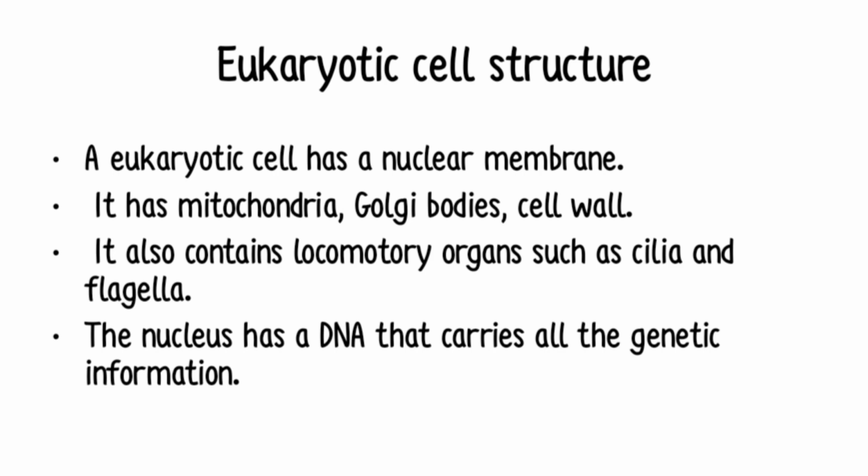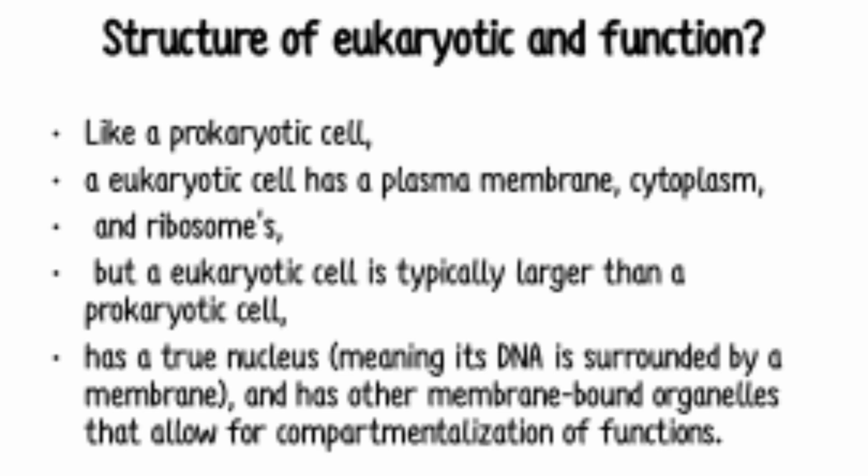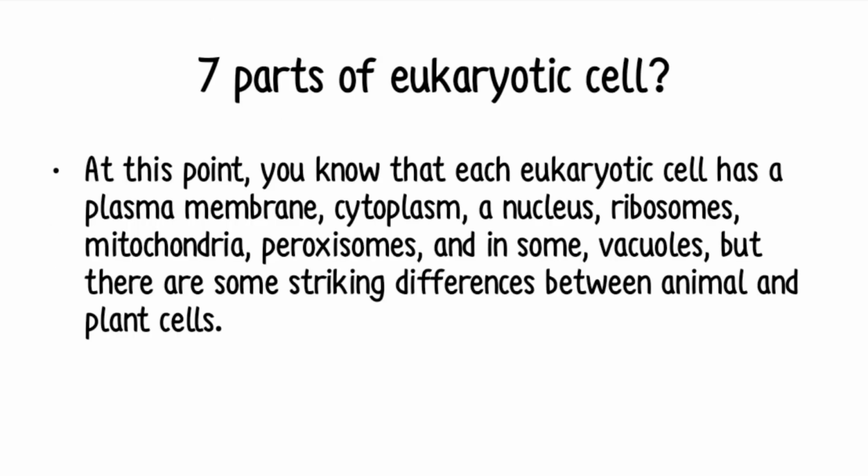Prokaryotic cells have a plasma membrane and cytoplasm. Eukaryotic cells have a true nucleus. True nucleus means that the DNA is surrounded by a membrane. There are also other membrane-bound organelles that allow for compartmentalization of functions. 7 parts of eukaryotic cells.